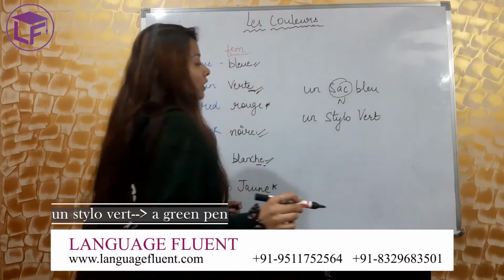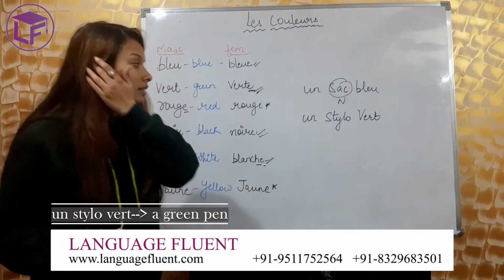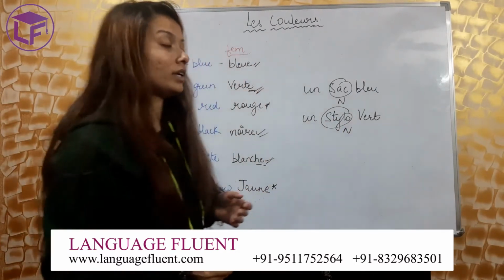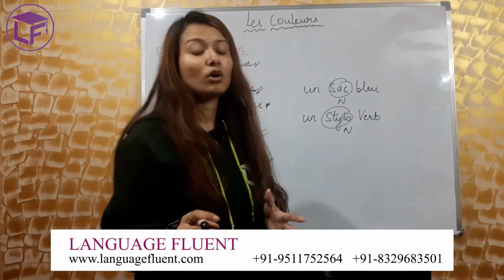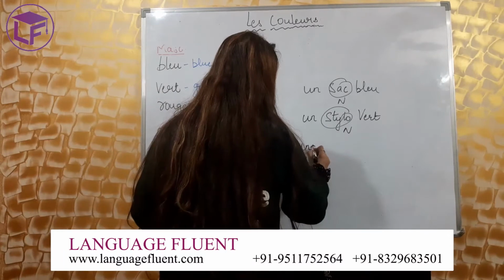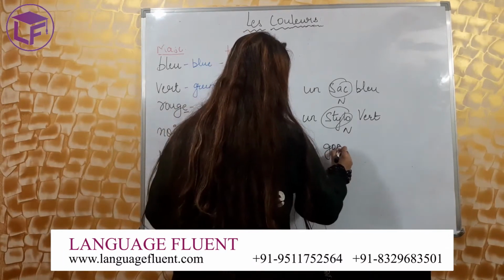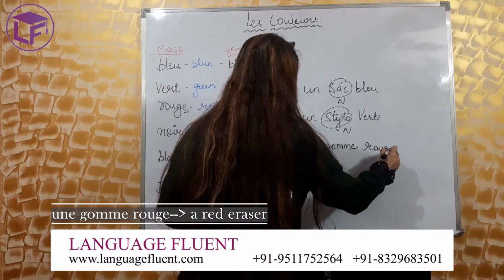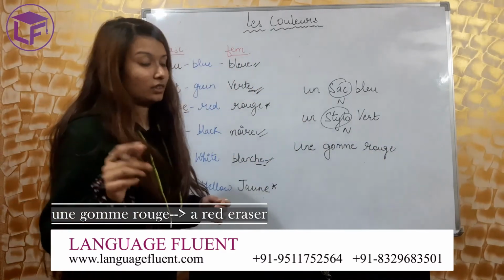Un stylo vert, a green pen. The noun comes before the color. Alright, let's take an example of a feminine noun as well. Une gomme rouge, that is a red eraser.